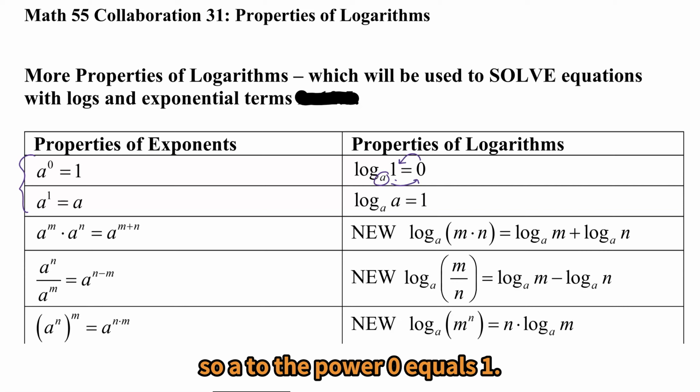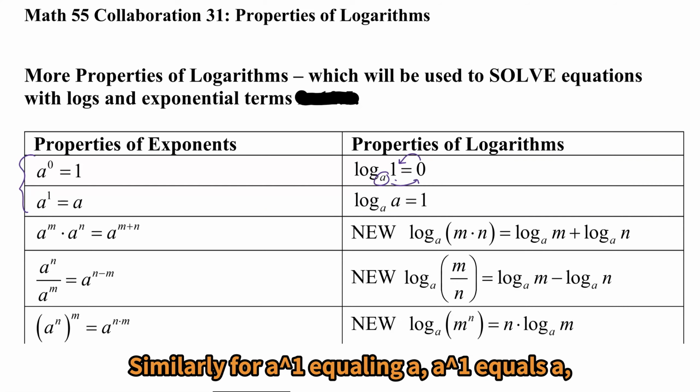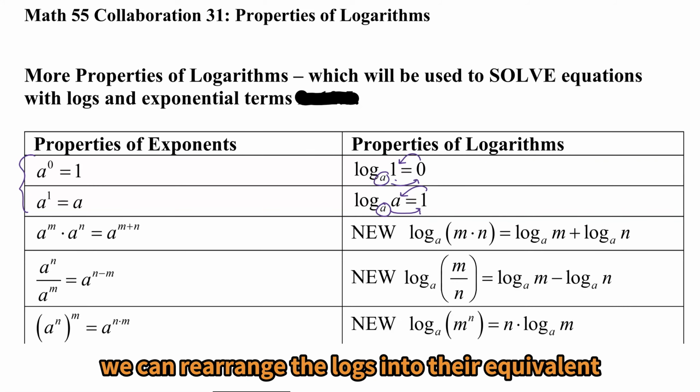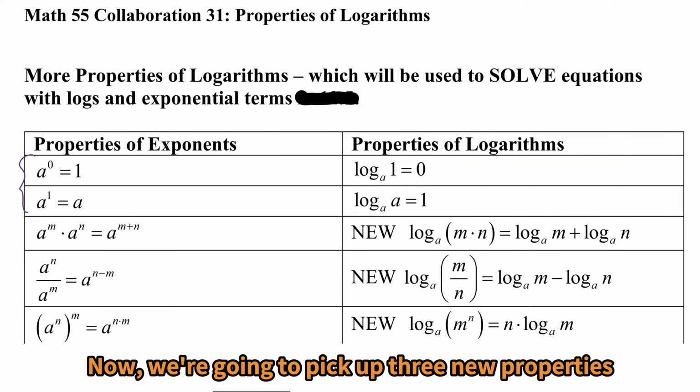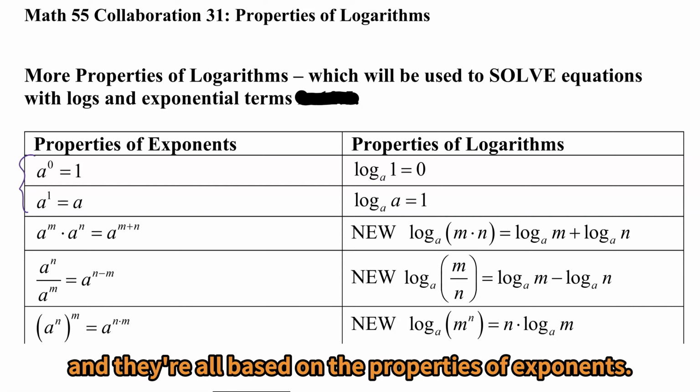So A to the power 0 equals 1. Similarly, A to the power 1 equals A. We can rearrange the logs into their equivalent exponential forms. Now we're going to pick up 3 new properties, and they're all based on the properties of exponents.